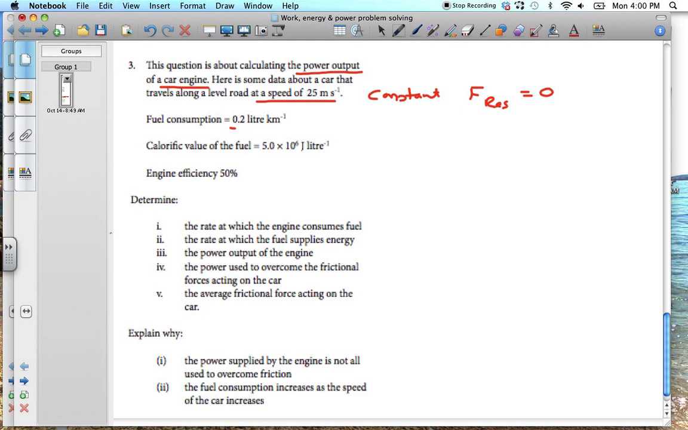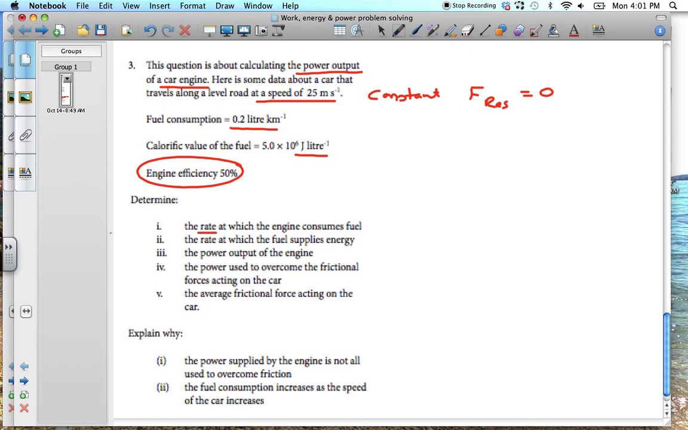We've got our fuel consumption as 0.2 liters per kilometer, and the energy per liter of fuel is 5 times 10 to the 6 joules per liter. So every liter of fuel is going to supply 5 million joules of energy. And we've got the engine efficiency as 50%. That means that 50% of that will actually be converted to useful energy.